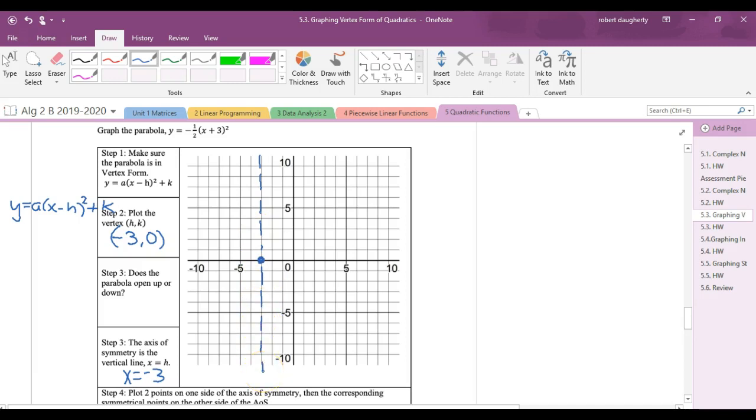Does this one open up or down? It's going to open down. It starts with a negative.